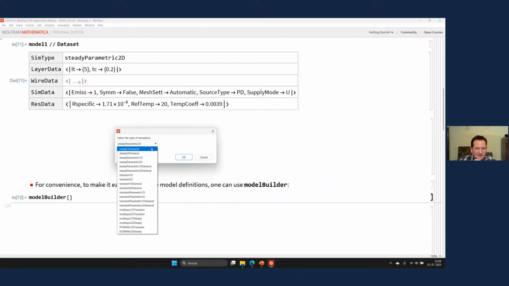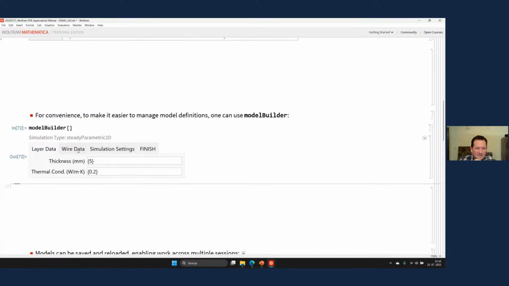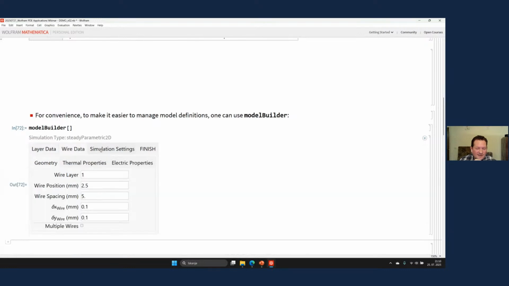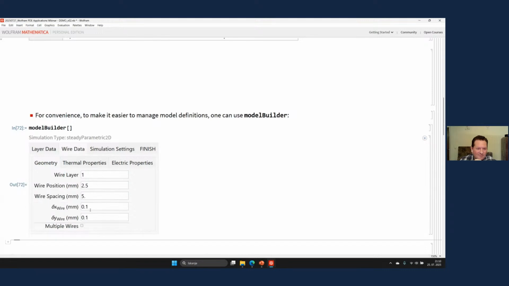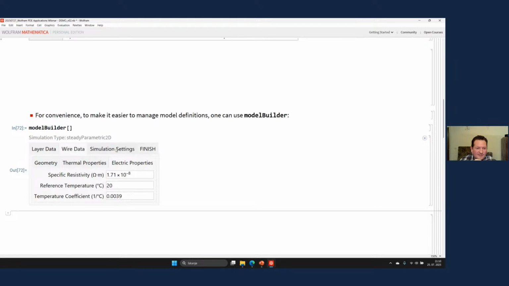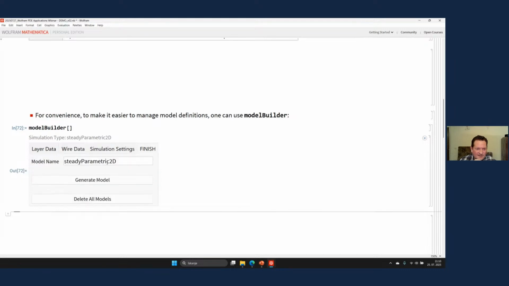And here one can, for example, select which kind of simulation one would like to solve. There are quite a few steady state or transient simulations available. If I click and choose one simulation type, it offers me this GUI, which basically just guides you and prompts you to input the material properties, the geometrical properties, whether you have single or multiple wires. So really an easy way to define the model. And then you simply give it a name and click generate model, and that's it.